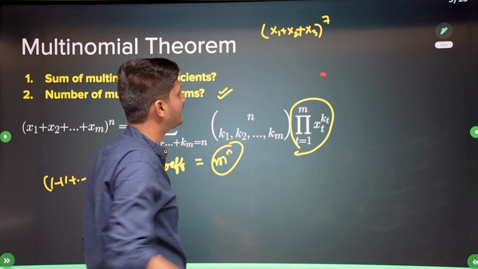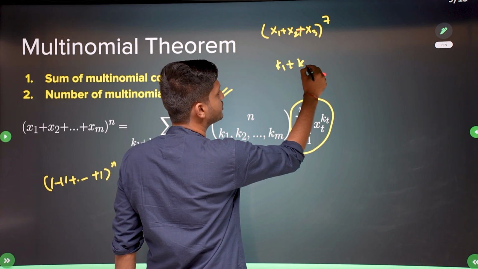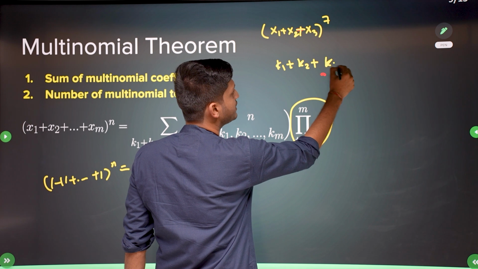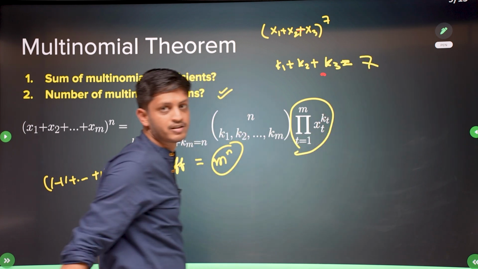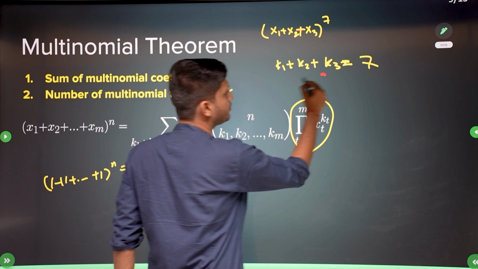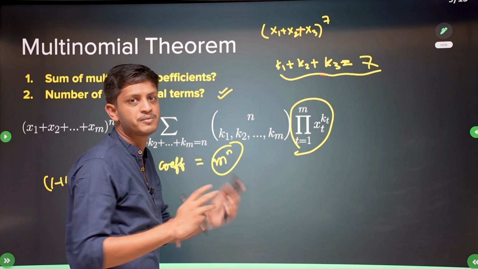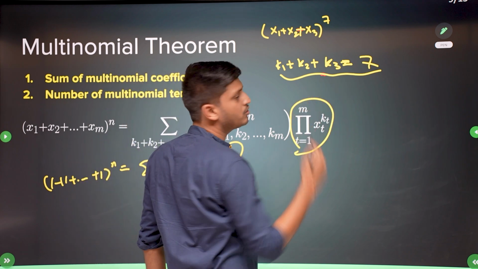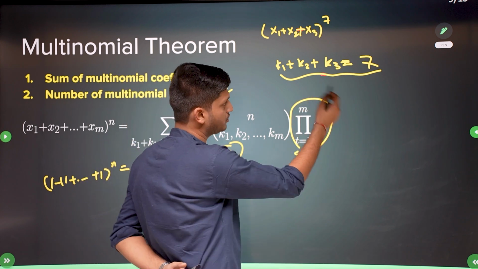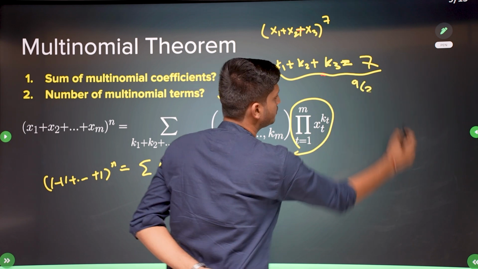So it is exactly like, see, the power of x1 is k1, the power of x2 is k2, and the power of x3 is k3, and the sum of all the powers has to be 7. So the number of solutions to this equation, where k1, k2, k3 have to be greater than or equal to 0, is the number of terms we will get. We already know how many solutions there are to this equation. This is 7 plus 2, 9C2, right?